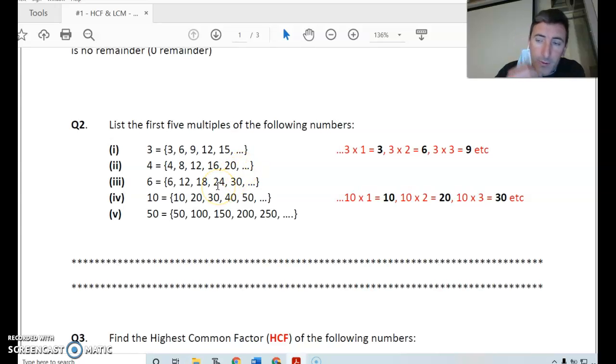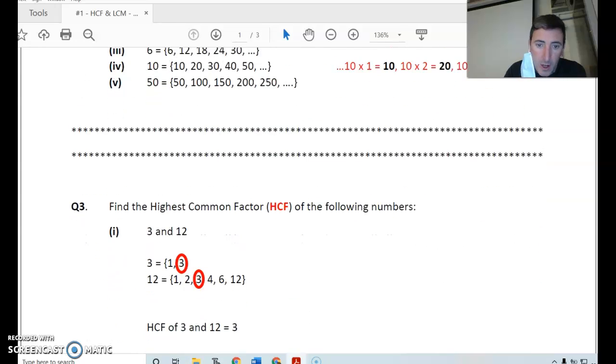Same with 4: 4, 8, 12, 16, 20, 24, 28. They're the multiples of 4, but it's 4 by 1, 4 by 2, 4 by 3. So if you're ever confused about the difference between factors and multiples, just ask yourself, multiples means multiply: 3 by 1, 3 by 2, 3 by 3, and so on. And there's tens as well: 10 by 1 is 10, 10 by 2 is 20, 30, 40, 50. We know them easily, but just to help you remember, remember it's multiply.